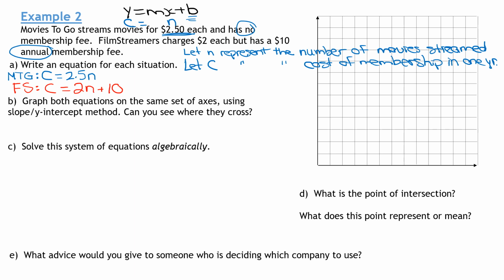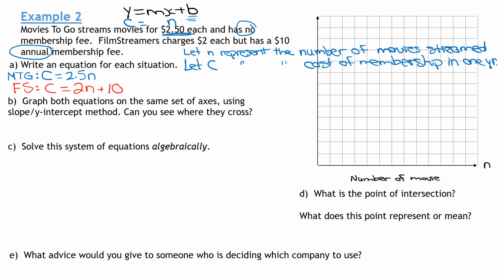Part B says graph both equations on the same set of axes, and then we'll finish the question later. Let's just start with the first piece. Graph them. We have to graph these. I'm going to have to label my x-axis here. So I'm not going to put an x here, I'm going to put an n, because this is the number of movies streamed. Number of movies streamed.